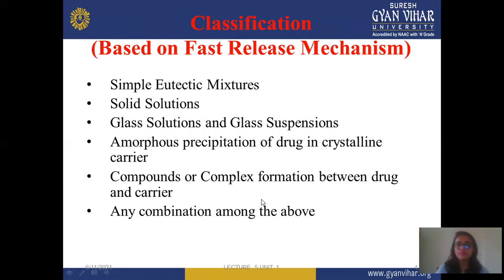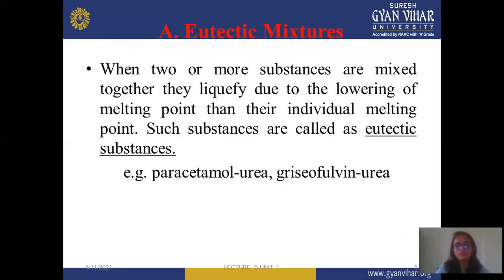First is simple eutectic mixture, solid solution, glass solution and glass suspension, amorphous precipitation of a drug in a crystalline carrier, compound or complex formation between the drug and carrier, and any combination among the above. These may be individual methods or combination methods. So these are the different types of solid dispersion depending on the mechanism of release. Now we discuss these individually.